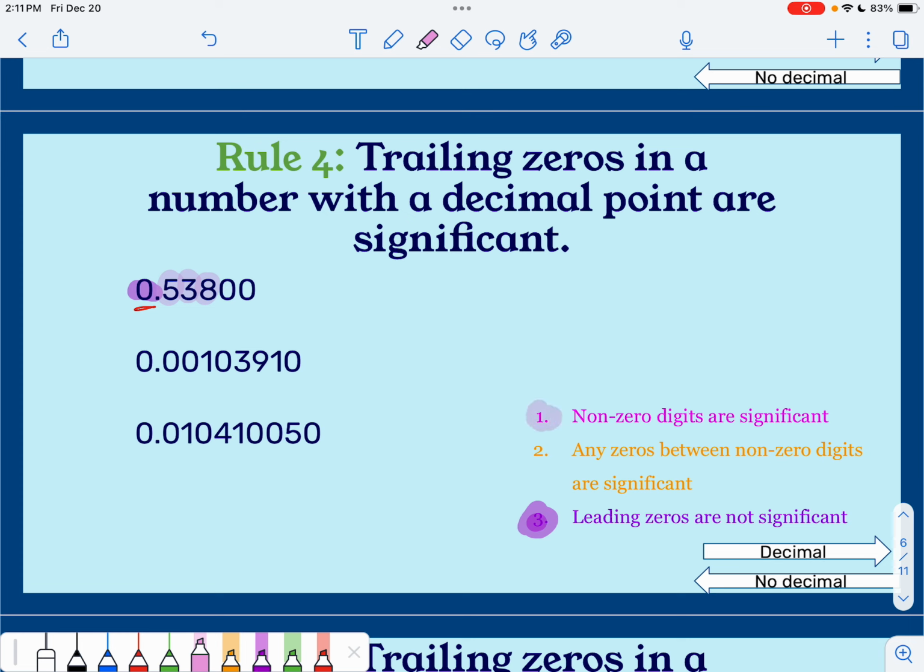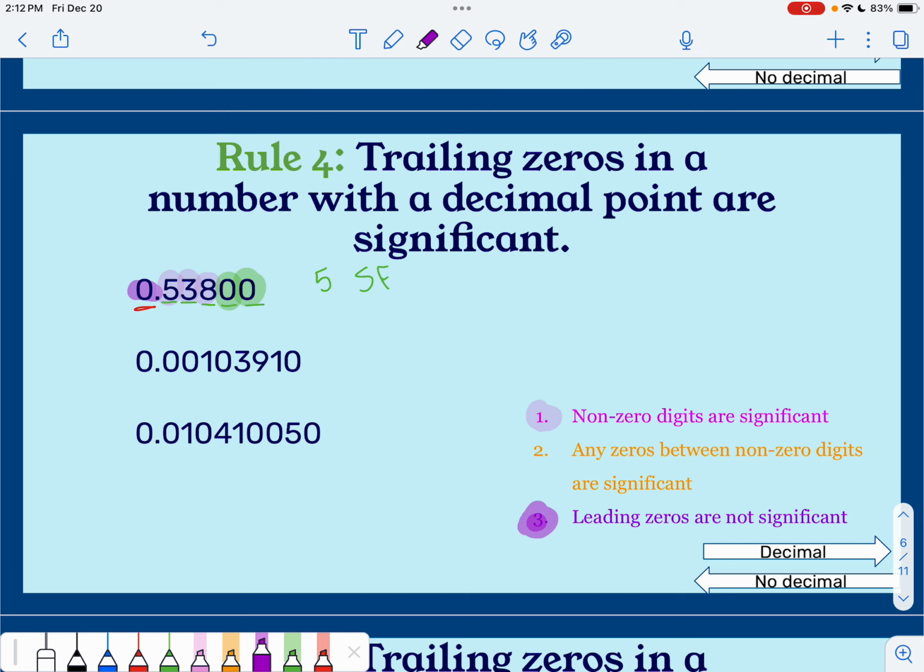But what about those last two zeros? Those zeros are on the end. They are trailing behind. And this number has a decimal point. So because of Rule 4, those zeros are significant. So let's count how many sig figs we have. 1, 2, 3, 4, 5. 5 sig figs. Now let's do the next example.